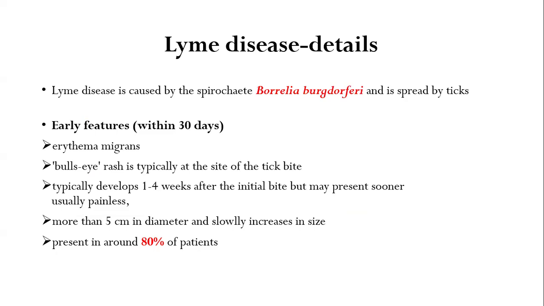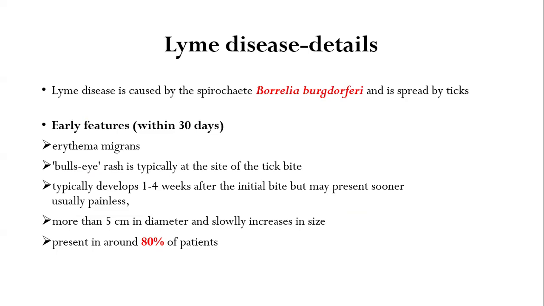Now let us come to know about the details about Lyme disease. Lyme disease is caused by the spirochete Borrelia burgdorferi and it is spread by ticks. So tick bites are responsible for causing Lyme disease and it is caused by spirochete which is known as Borrelia burgdorferi. The early features before 30 days include erythema migrans, which is a typical rash in Lyme disease. Bullseye rash is typically seen at the site of the tick bite.